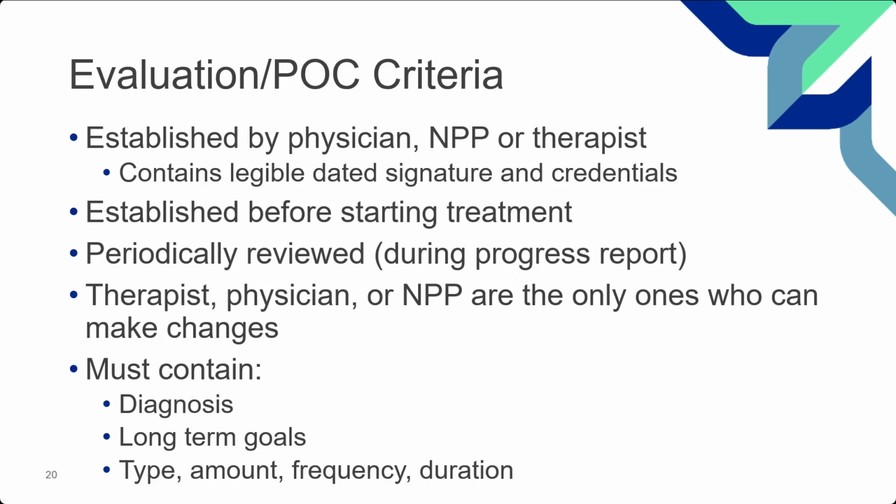As we continue on under evaluation and plan of care, other components include proof that the evaluation was established by the correct person. The evaluation and plan of care has to be done by either a physician, non-physician practitioner, or therapist. Generally, it's the therapist. So no one under the therapist could develop, formulate, or change anything in your overall evaluation and plan of care. That includes updating your goals.